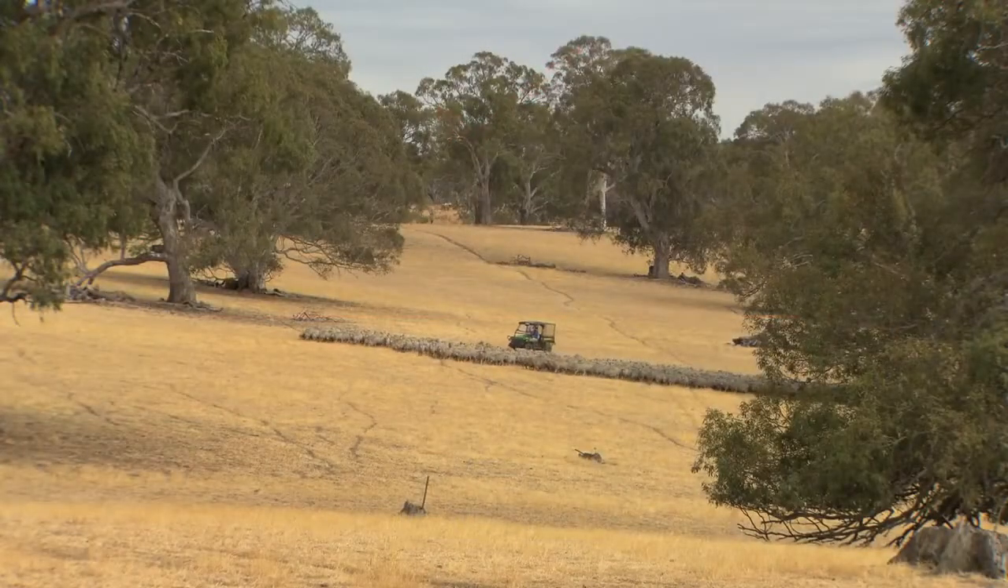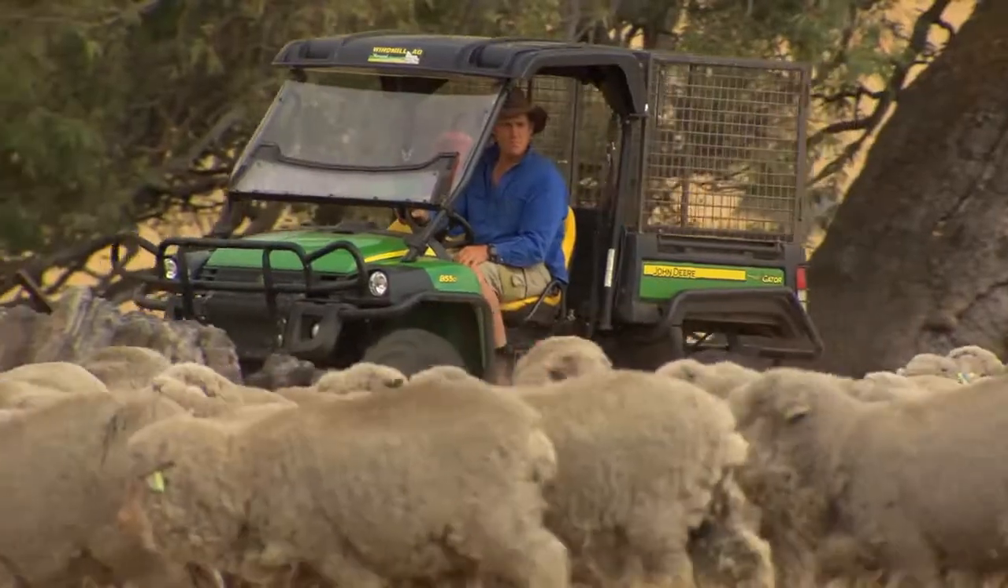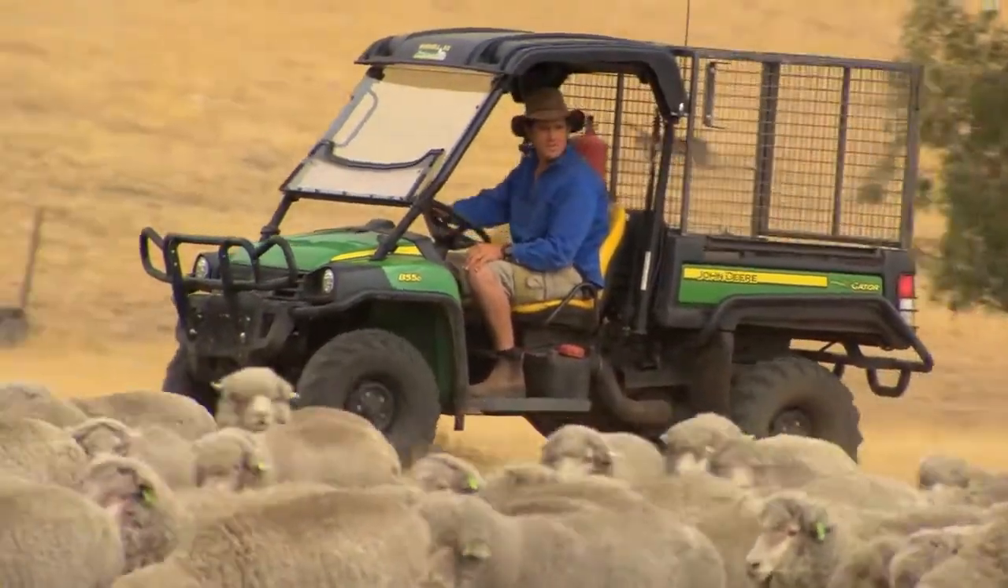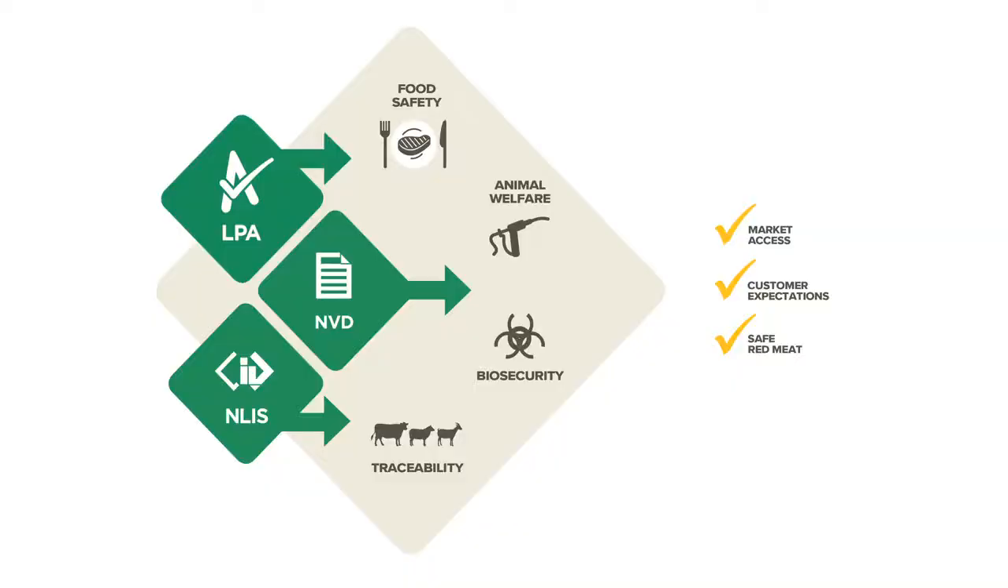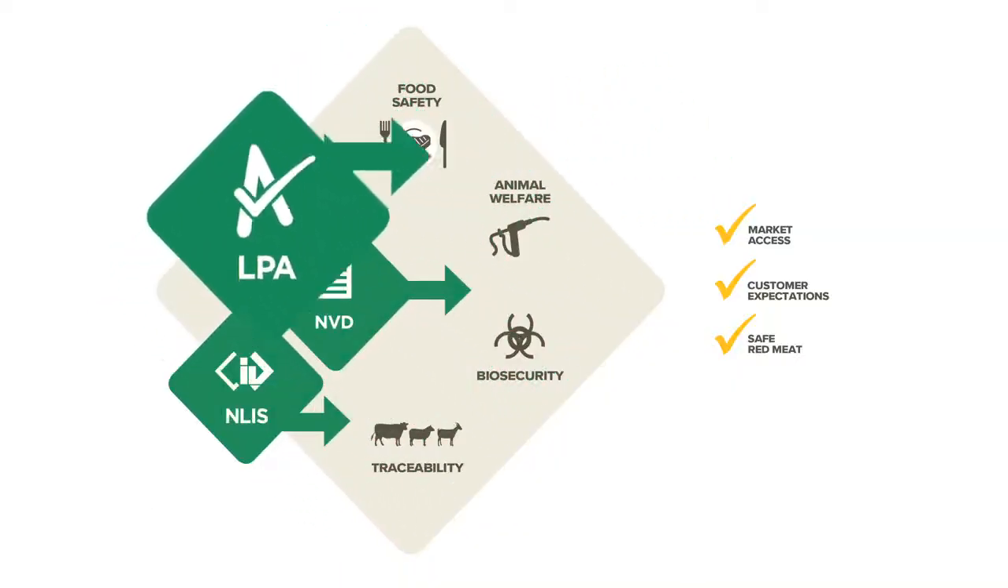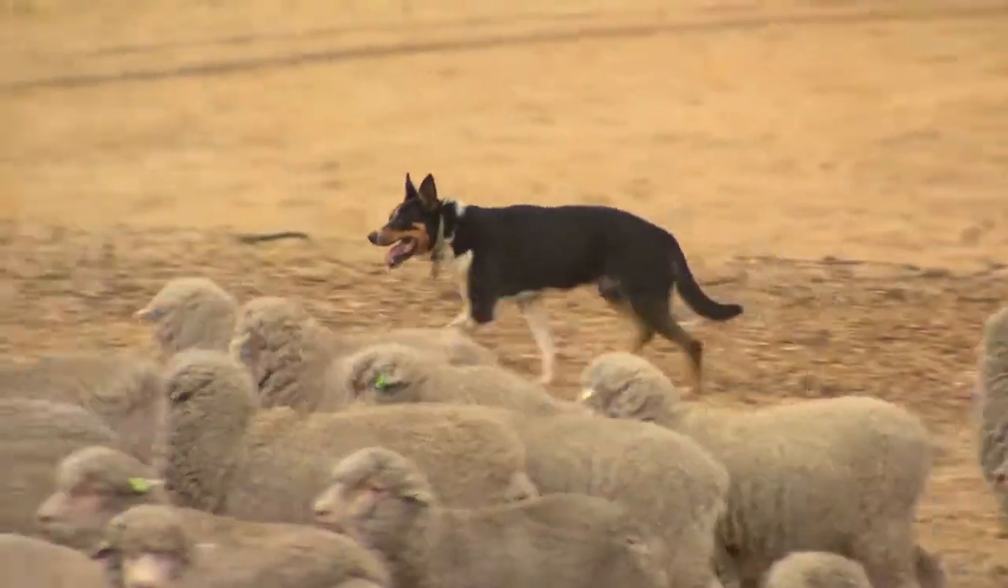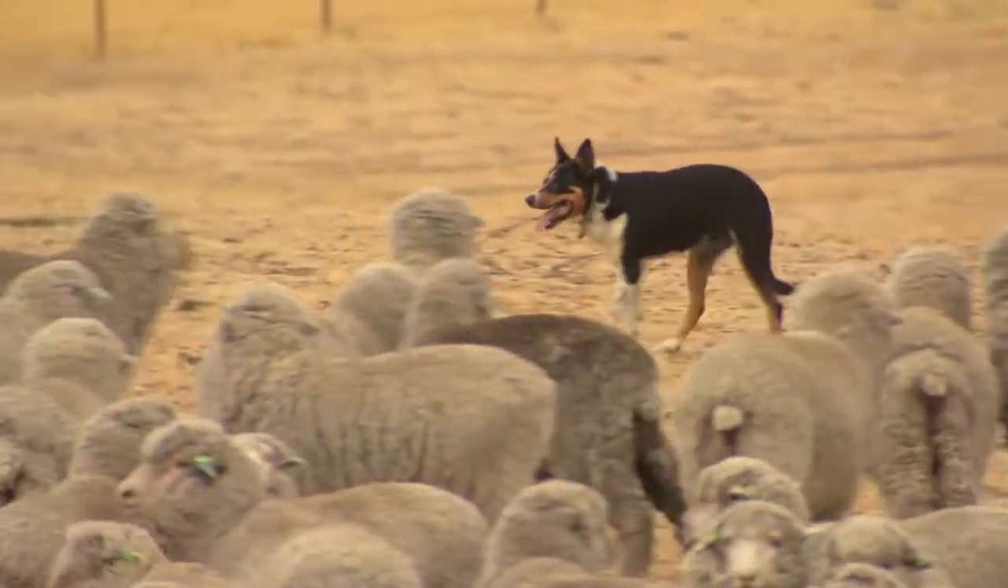The Livestock Production Assurance, or LPA, program is the Australian livestock industry's on-farm assurance program covering food safety, animal welfare and biosecurity. It's part of the integrity system used by the red meat industry to protect consumers and meets the stringent requirements of our domestic and export markets.